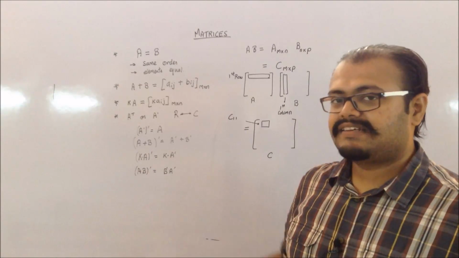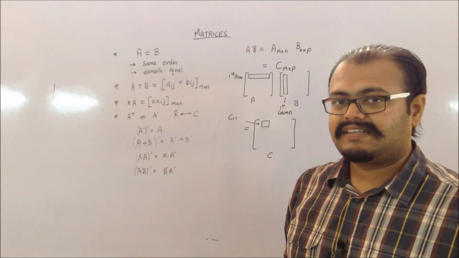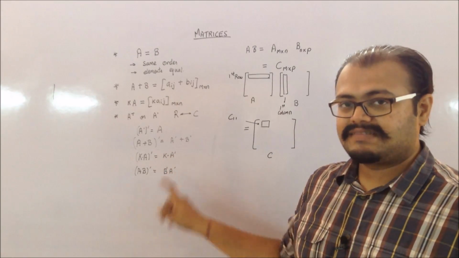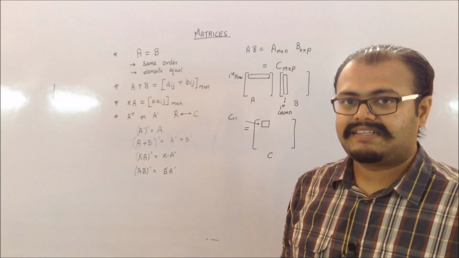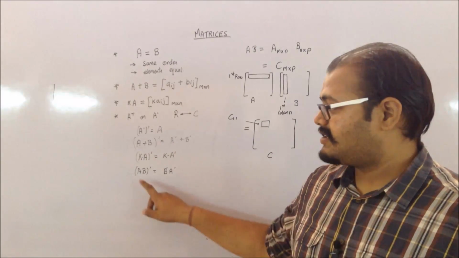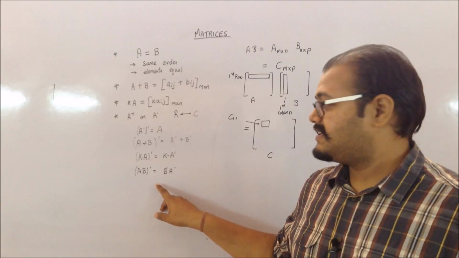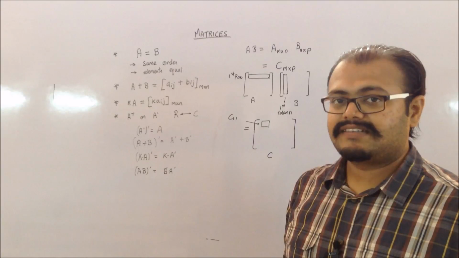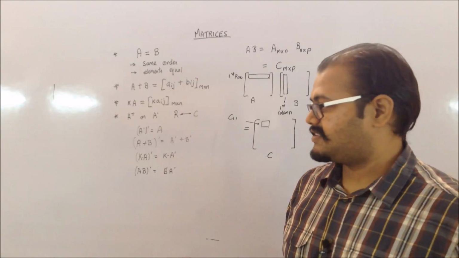If you are multiplying a constant with the matrix and taking the transpose, it will be the same as taking the transpose of the matrix first and then multiplying with the constant. If you are multiplying two matrices and taking the transpose, then it will be the multiplication of B transpose into A transpose. So basically the order changes over here.